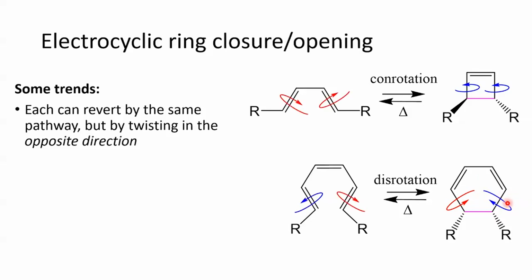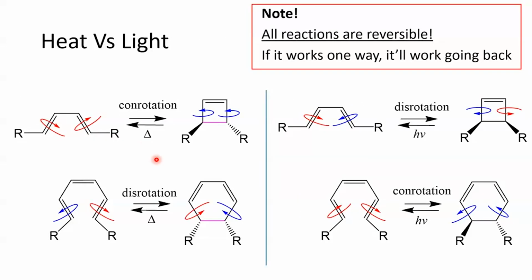And it's worth noting that if a ring closure reaction is allowed, the same opening pathway is also going to be allowed. Or said another way, if the forward reaction is allowed, the backward reaction is also going to be allowed. This slide simply gives a summary of the way that 4 electron systems, as well as 6 electron systems, behave under both thermal and photochemical conditions.